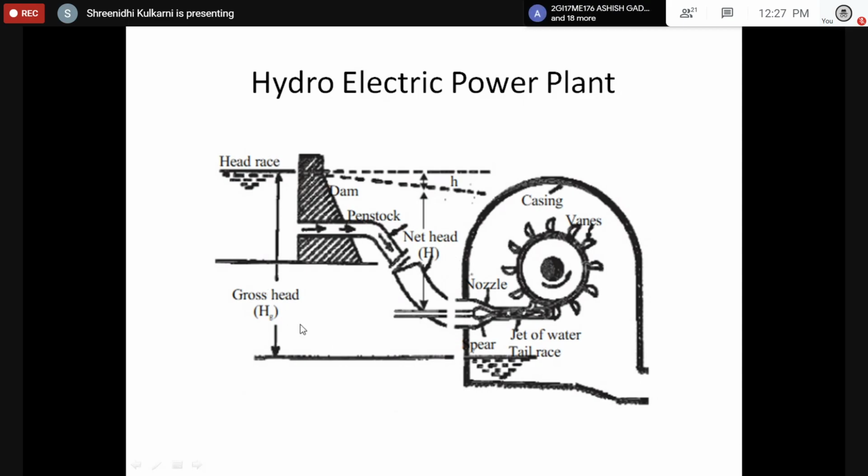It means there is no loss of water, meaning the water is not moving through the penstock. That height we call the gross head. It is denoted by Hg, and this is very important while solving problems.